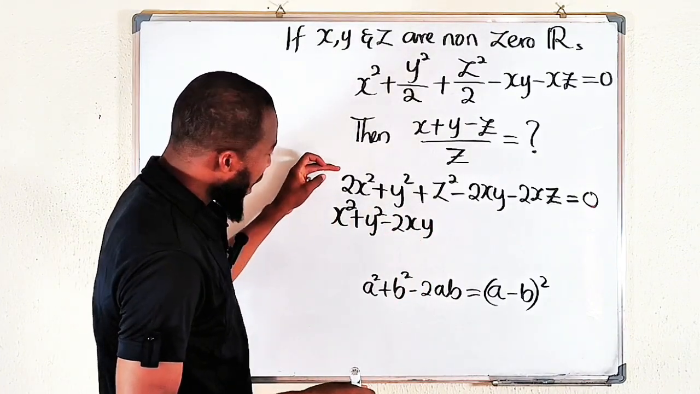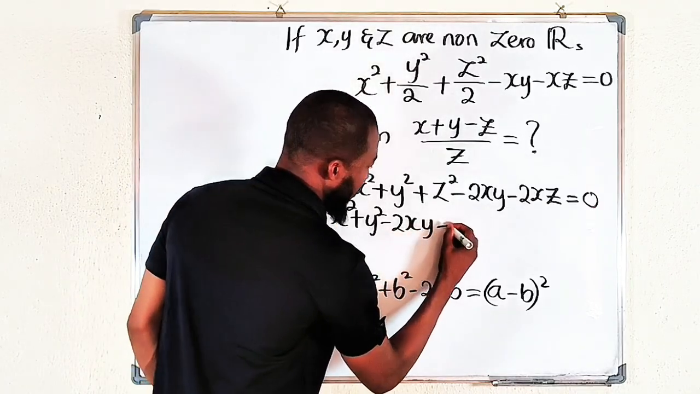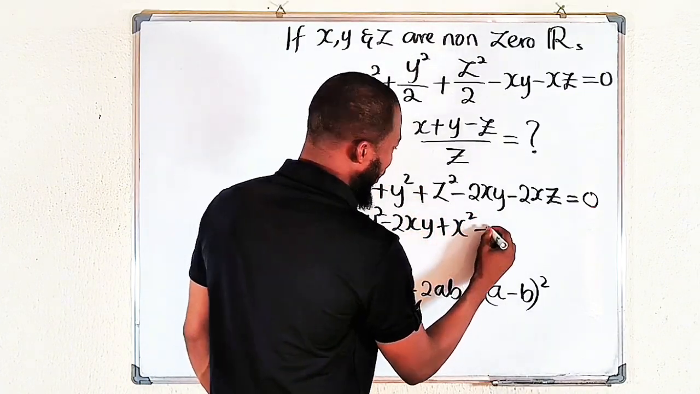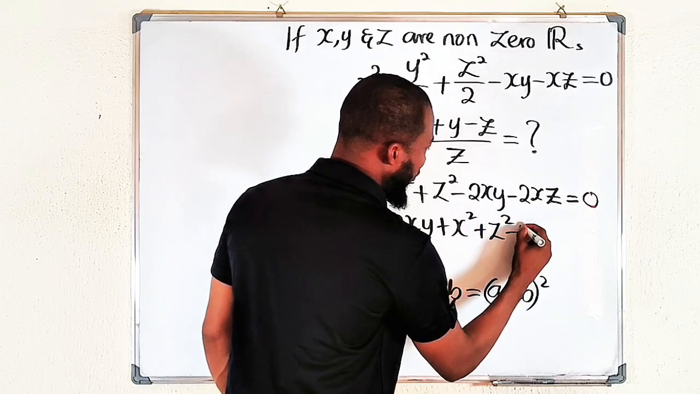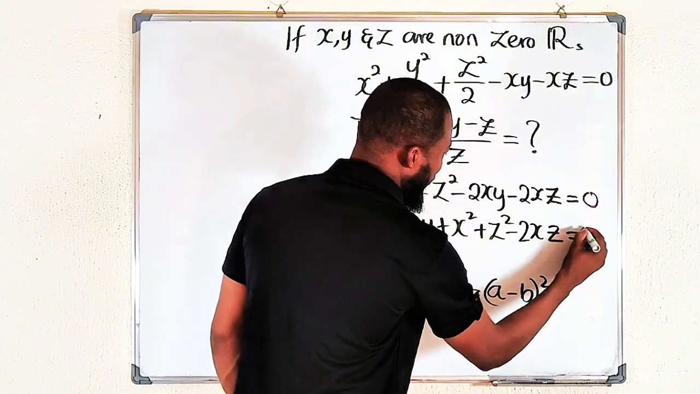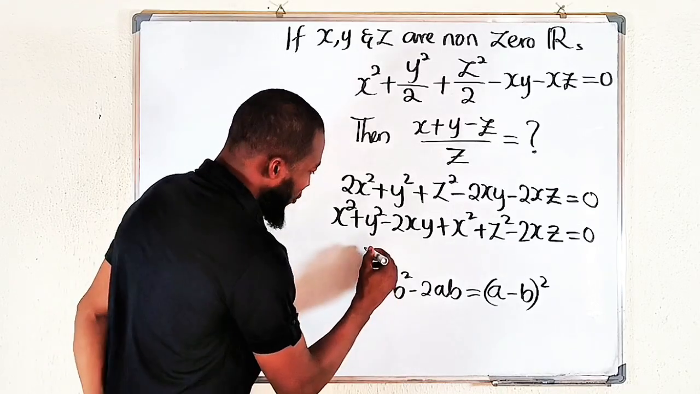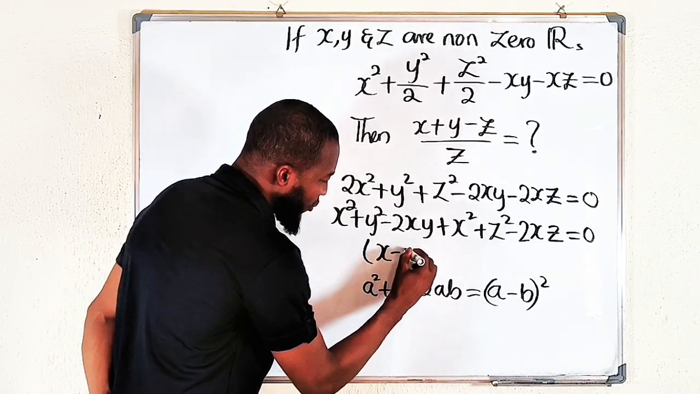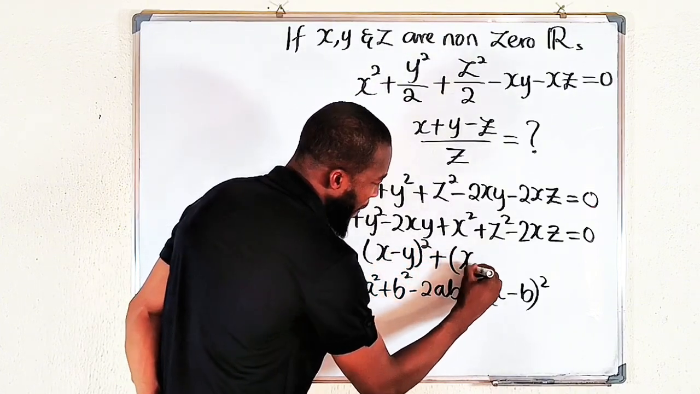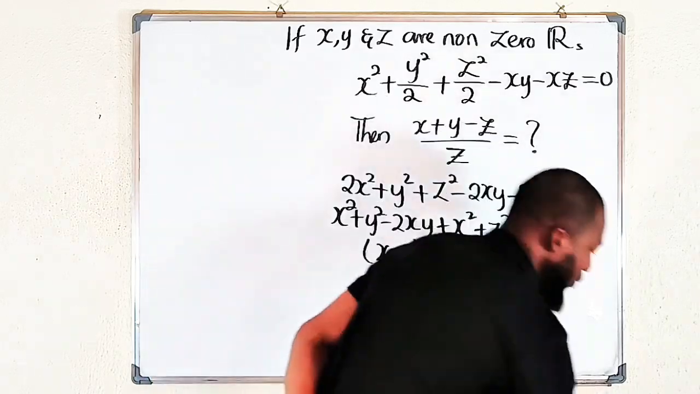Then, because we have 2x squared and we've used one x squared, we still have 1x squared plus z squared minus 2xz. This is equal to 0. Now you can see the first three terms can be written in this form, likewise the second three. So the first one will be (x minus y) to the power of 2, plus the second one, (x minus z) to the power of 2, and this is equal to 0.